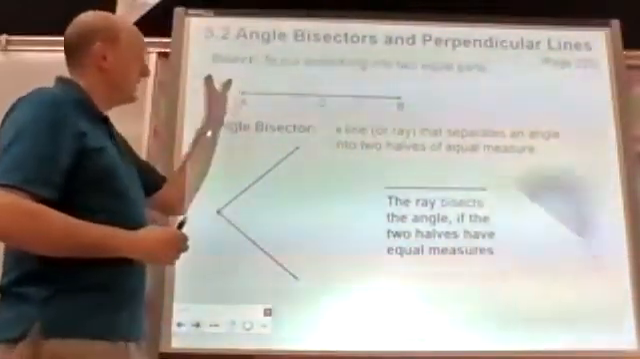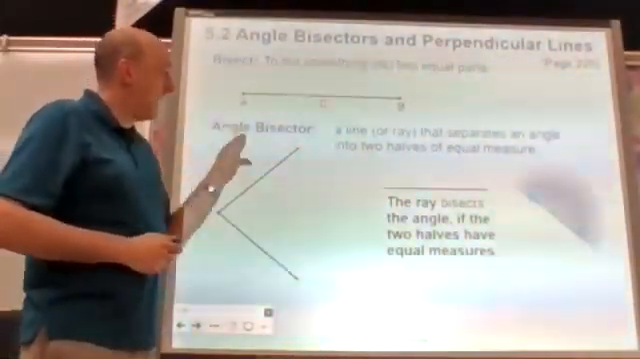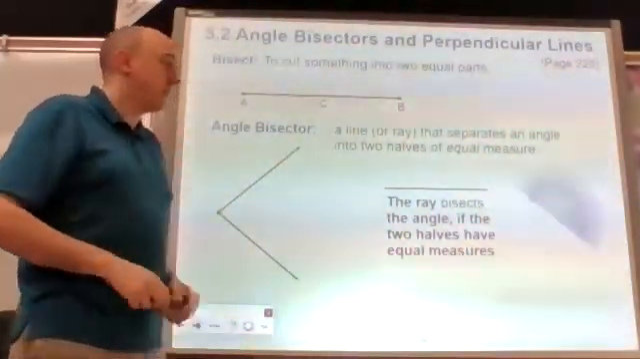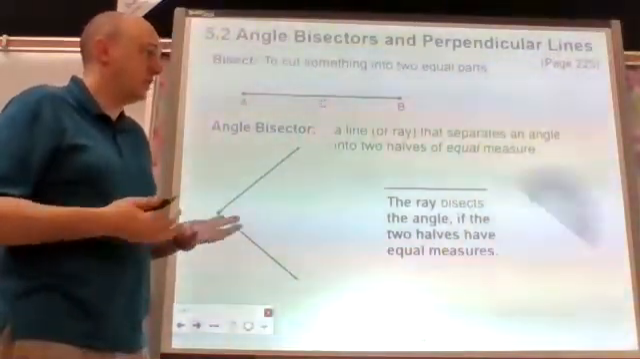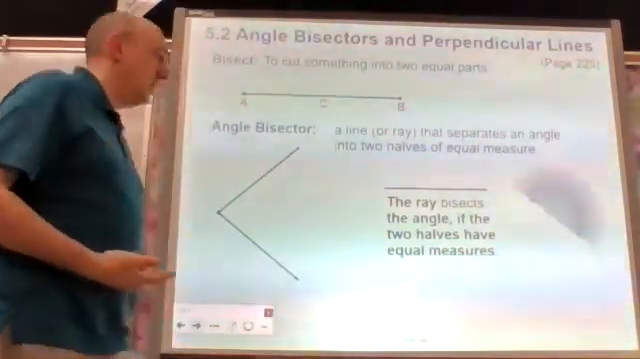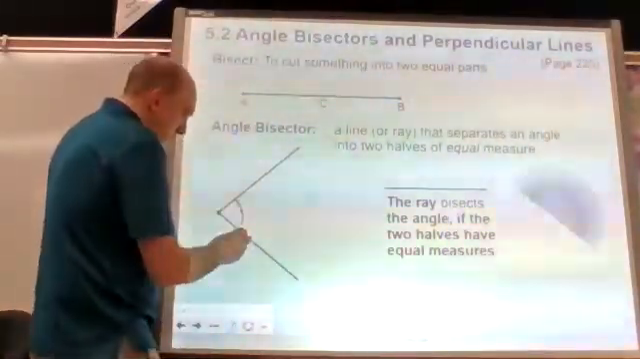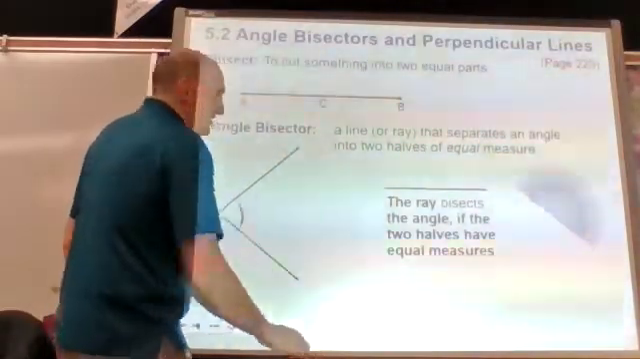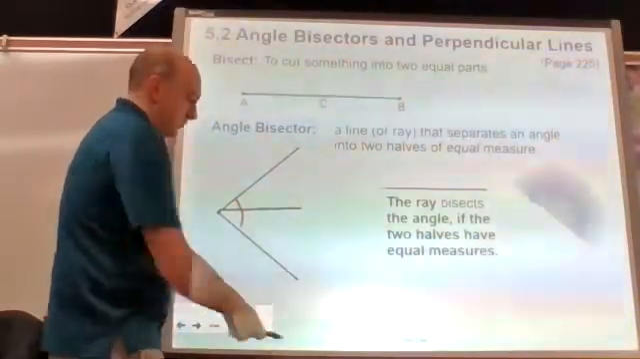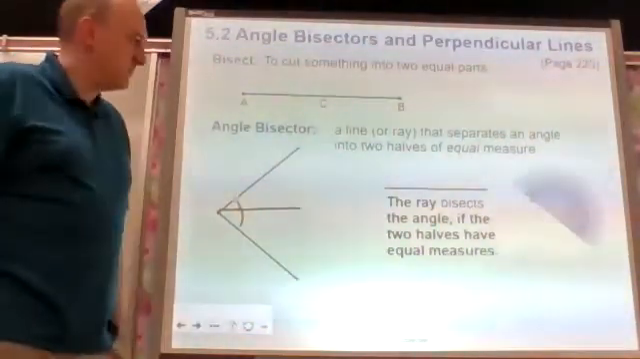Okay, so a bisector, to bisect something, is to cut something into two equal parts. An angle bisector is a line, or what we call them in angles, a ray, that separates an angle into two halves of equal measure. So a ray will bisect the angle if the two halves have equal measure. So if this is our original angle, we want to add a bisector. That's going to be another line that cuts this exactly in two. That's not exactly in two, is it? There must be a better way to do this.